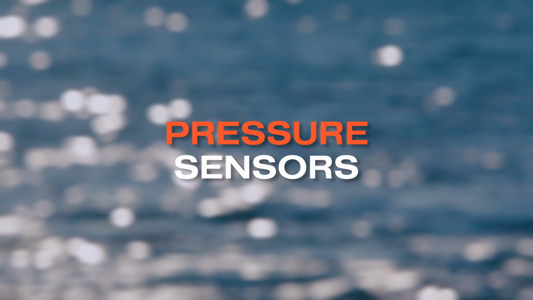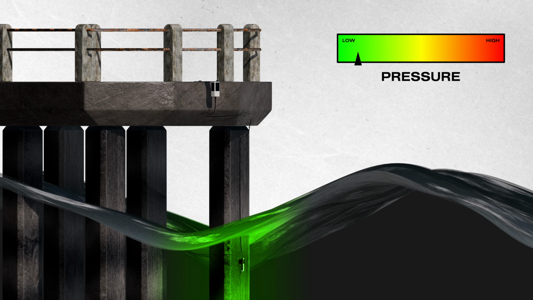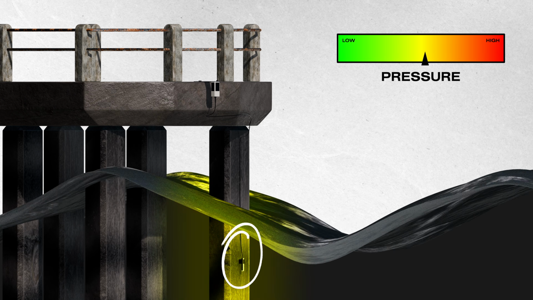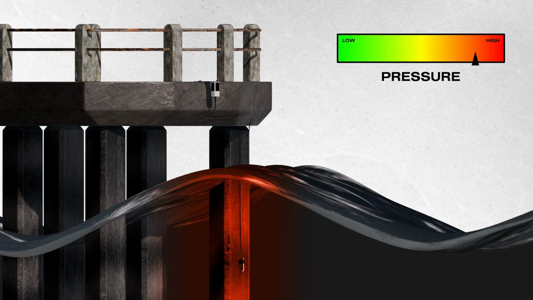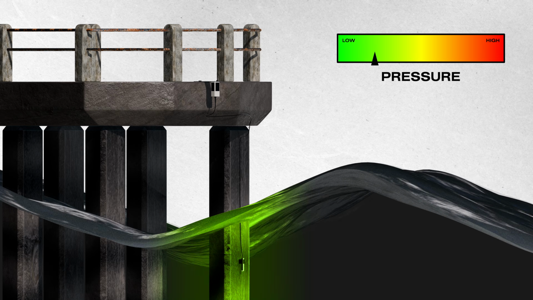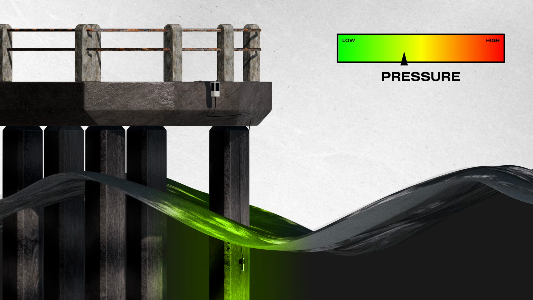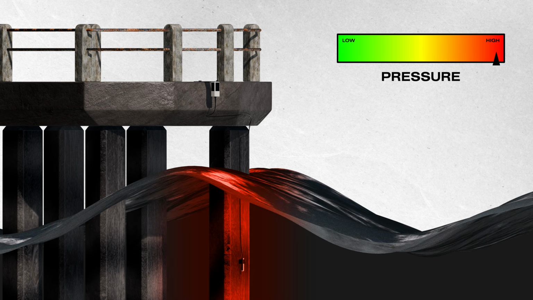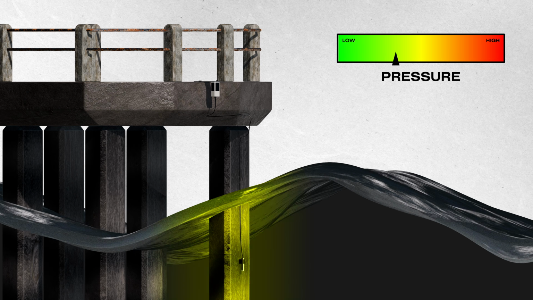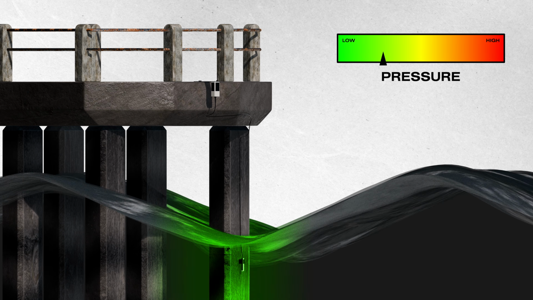Now, let's move to pressure sensors. These are placed below the water surface and they rely on a completely different measurement principle. As waves pass overhead, the water pressure at the sensor location changes. When a wave crest passes above, the pressure increases. When a trough passes, the pressure drops. By measuring these pressure variations over time, we can infer what the surface elevation is doing up above.